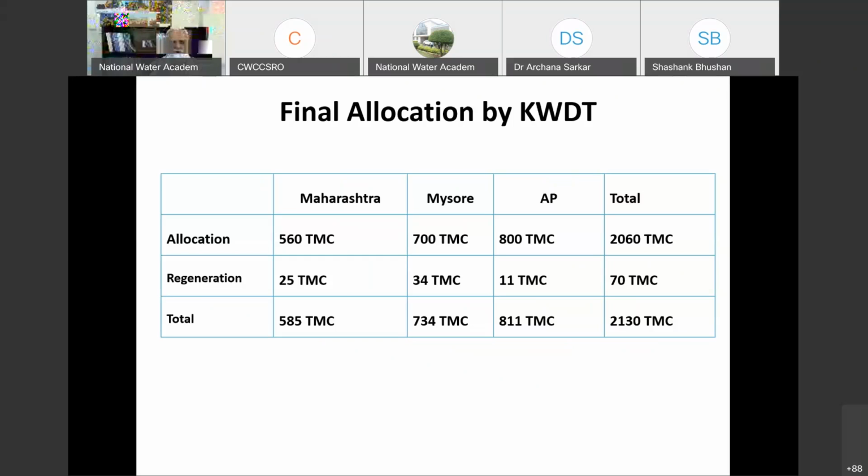The state of Maharashtra has made a case that the utilizations, there are certain flows which return back to the system, and therefore these regenerated flows, known as return flows, should be also taken into availability. There were a lot of arguments on this issue. Finally, three parties agreed that yes, there will be regeneration of the flow which will augment the flows, and various percentages were suggested.